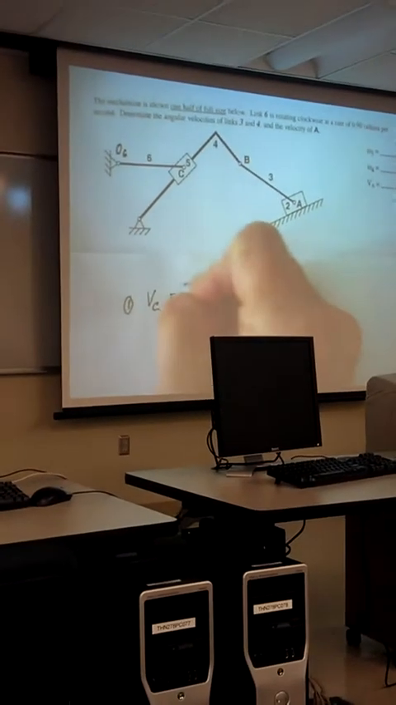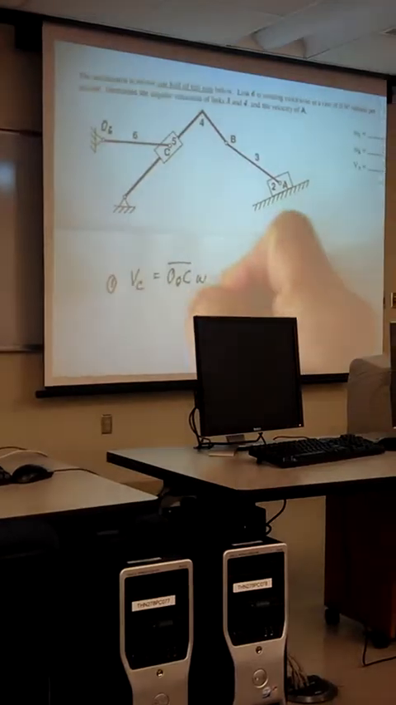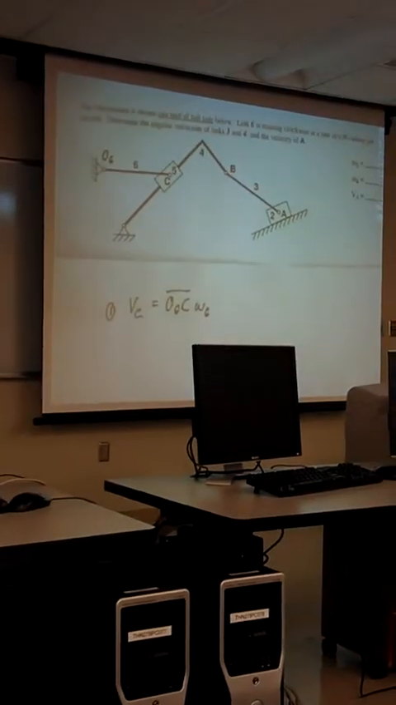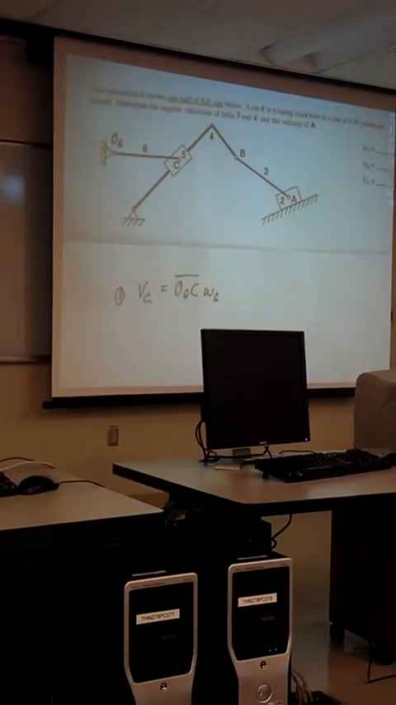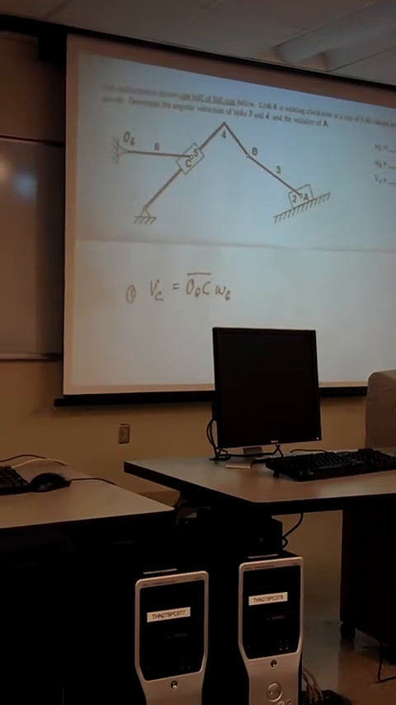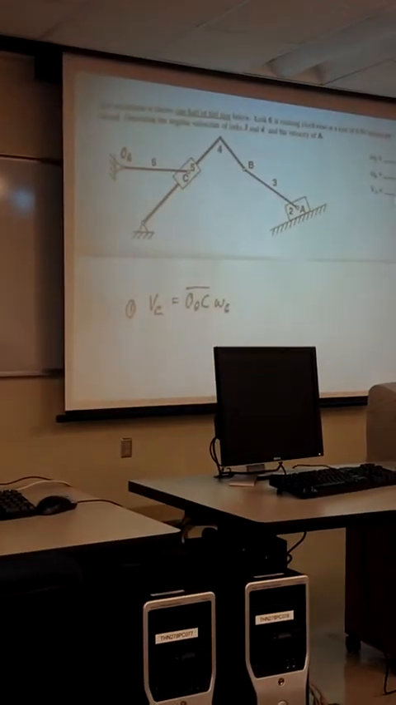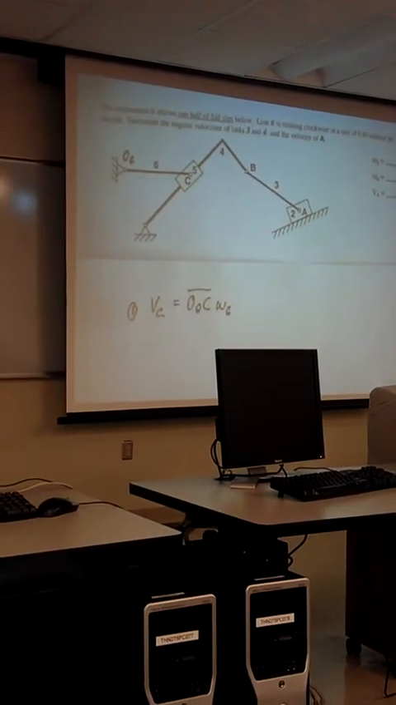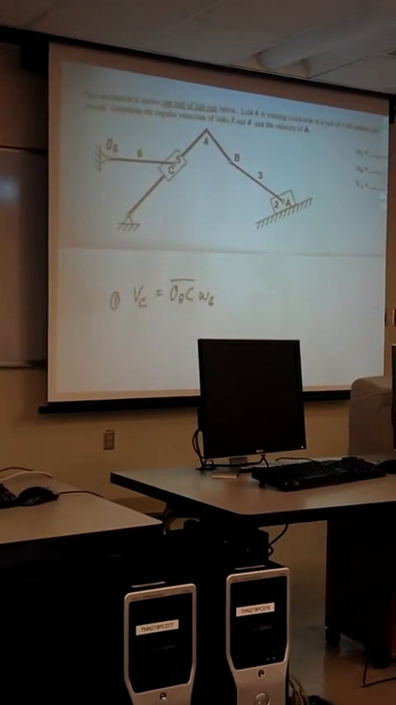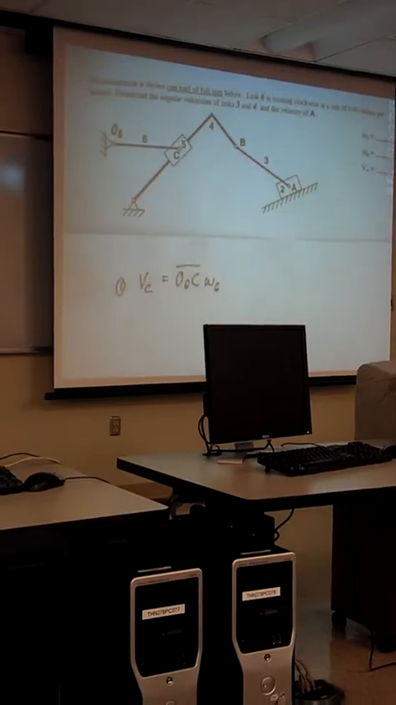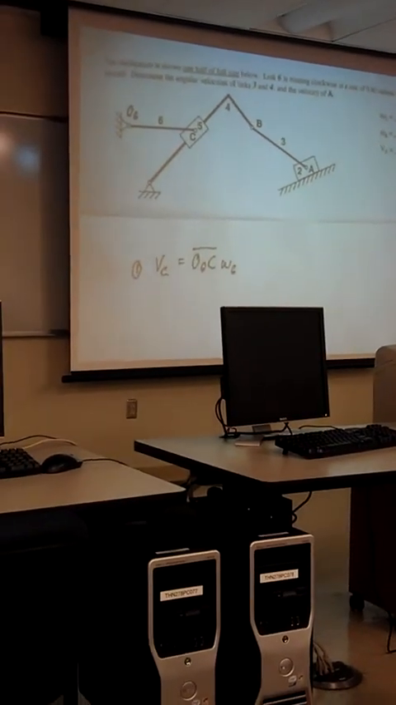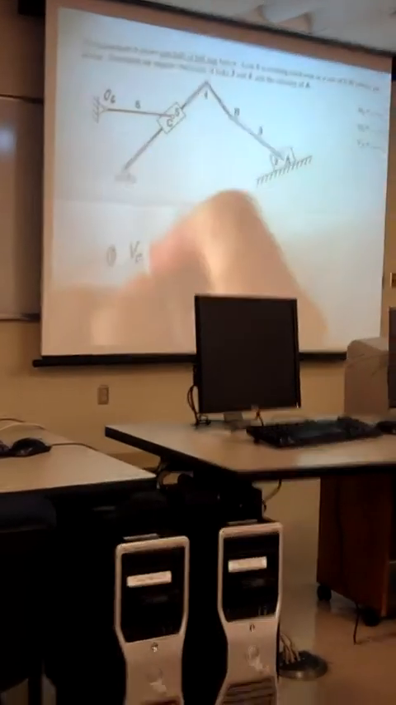O6C, omega 6. This is something that we should be able to calculate because we can measure the distance and we have the angular velocity is given. I look at C again and I see there's a prismatic joint there, so I need to be a little bit careful. I need to say this is C on length 6.